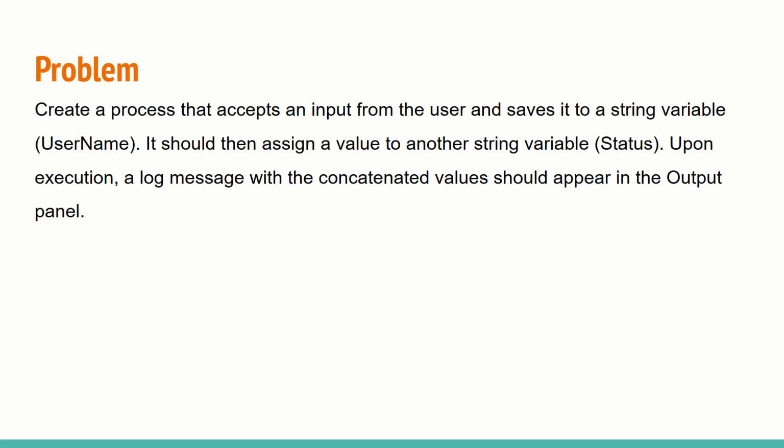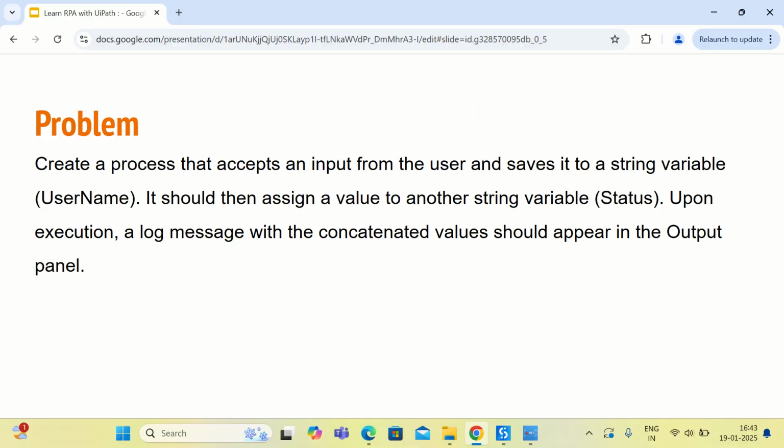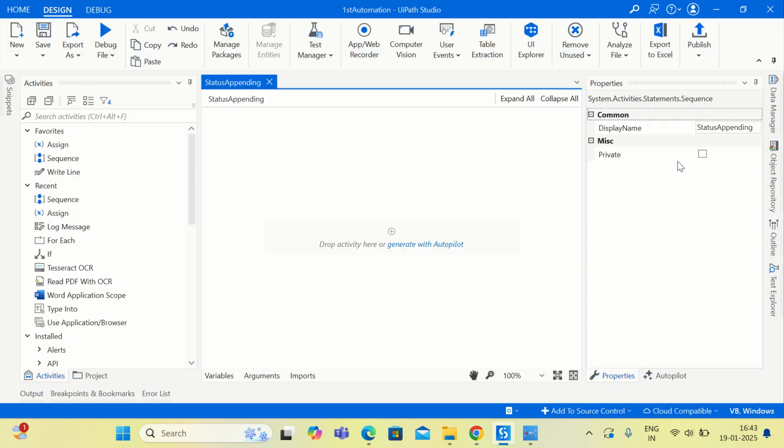Okay, so basically we are trying to receive an input from the user with the username, and to that we will try to attach a string variable, say status, and then finally we will try to concatenate both the things and then display them in the output panel. This is the task. Okay, so let us go to UiPath Studio.